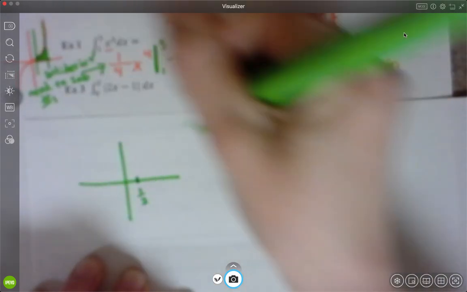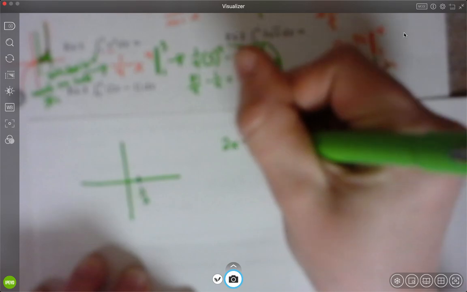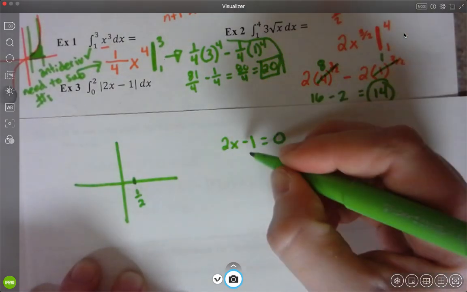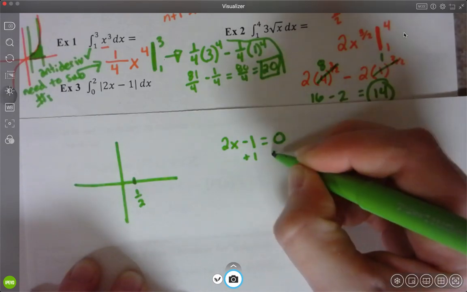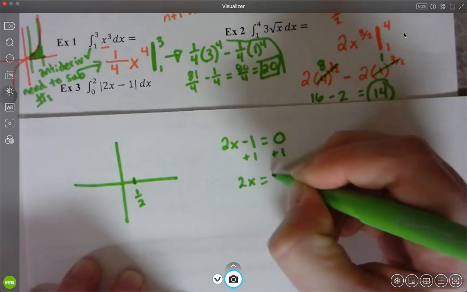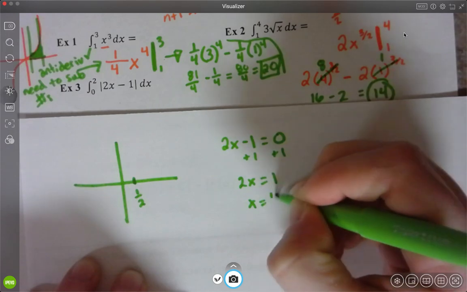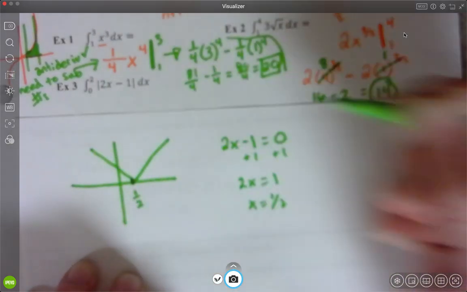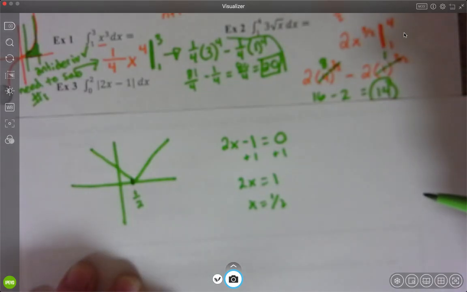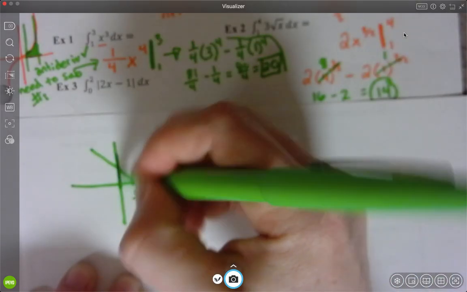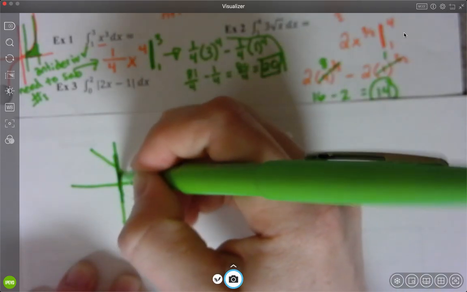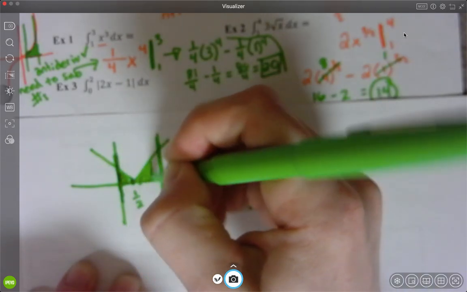Think about if I take 2x minus 1 and set it equal to 0. I would add the 1 over, and 2x would be equal to 1, so x would be equal to 1/2. So it's touching here at 1/2, and then it's basically doing a V. We want to go from 0, which is here, to 2, which is somewhere over here, and I want to find this area. Okay, so that's what it's going to look like.